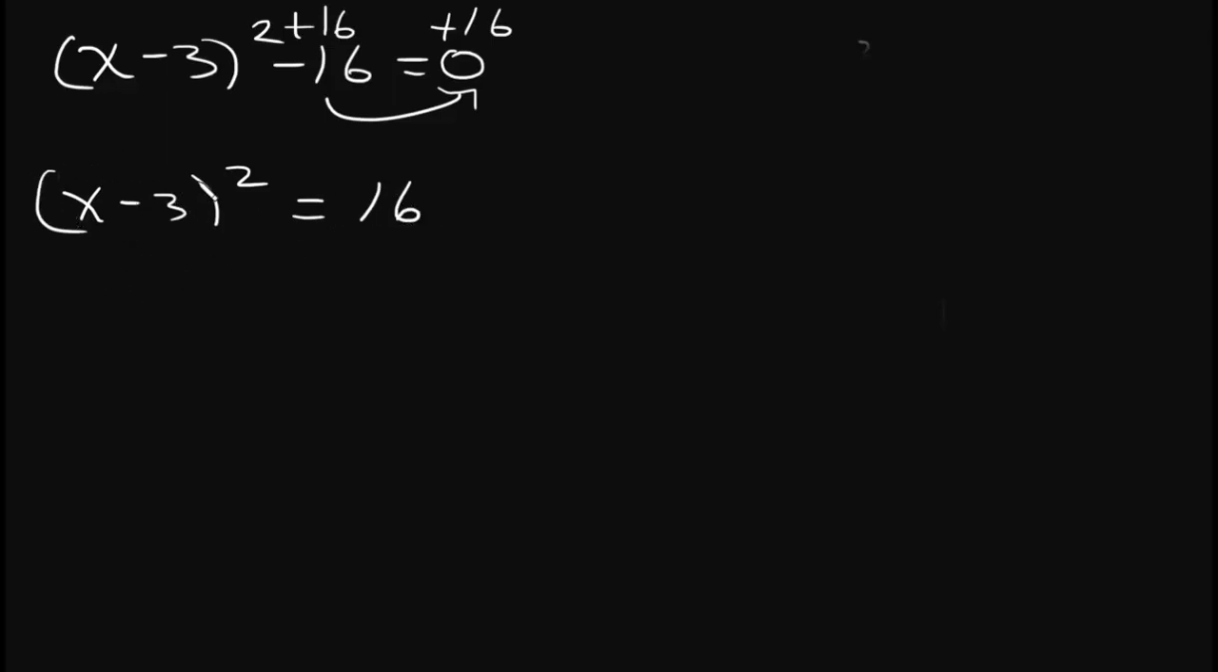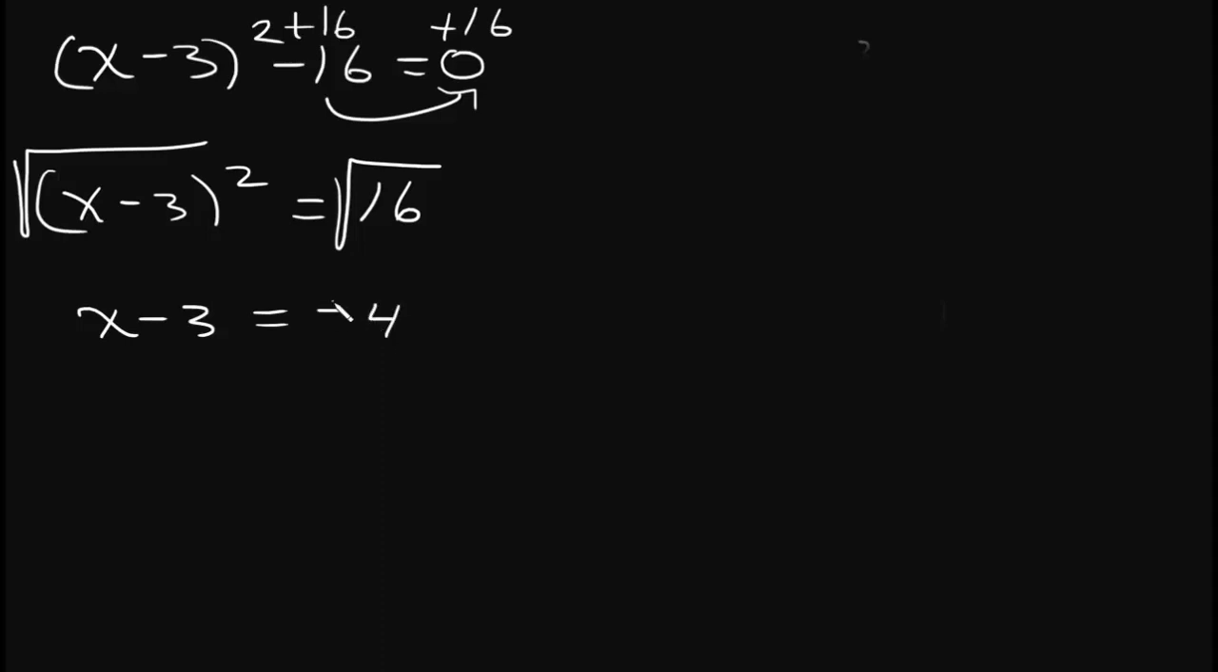So to find out what x is, we want to get x all by itself. So let's begin by getting rid of the squaring. Let's take the square root of both sides. And the square root of x minus 3 squared is going to be just x minus 3. And this is going to be equal to, well, the square root of 16 is going to be 4.